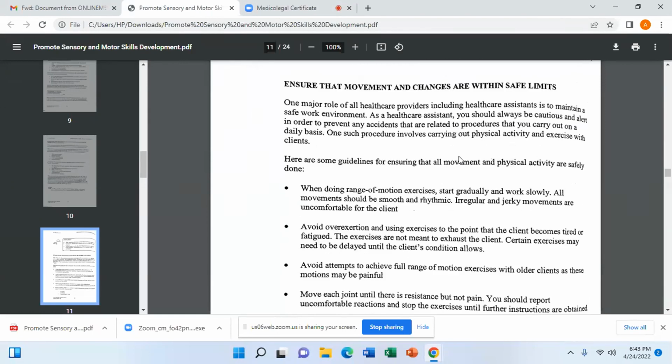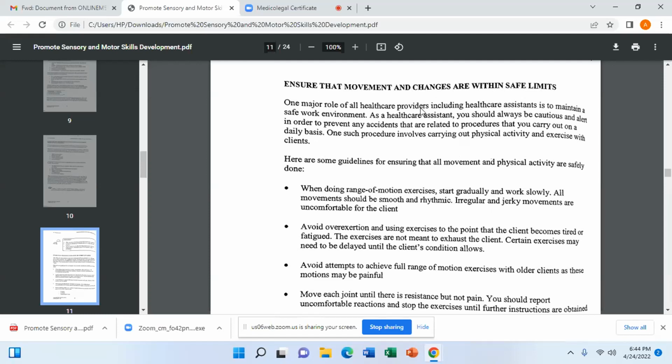It's just that it's looking at how you can increase the sensory aspect of the patient and increase the motor aspect of the patient so that it actually improves their overall health by improving their heart, improving their lungs, improving their vital organs, right? So now it says ensure that movement and changes are within safe limits.